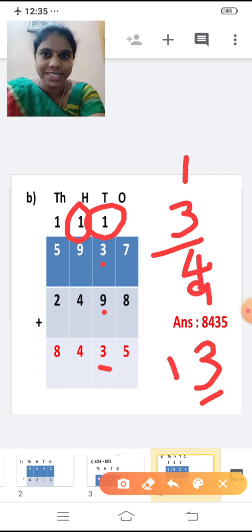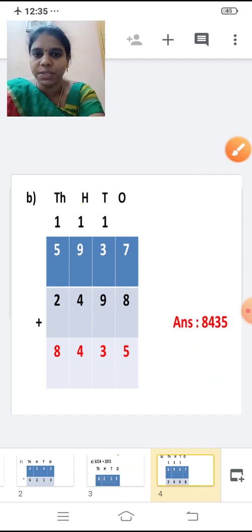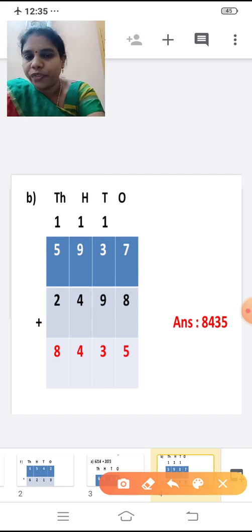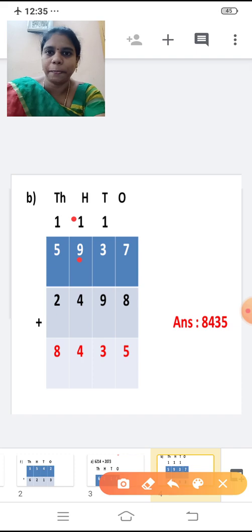Next is the hundreds place, isn't it? Now carry forward 1 to the hundreds place. Now shall we add the hundreds place? While adding, don't forget to add the carry over. So now add 1 plus 9. 1 in the mind, 9 in the finger.